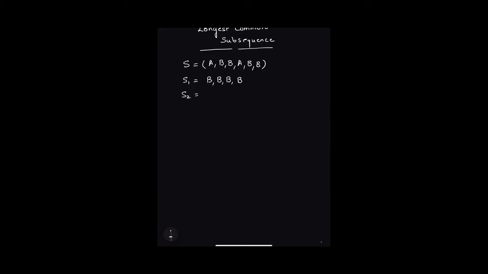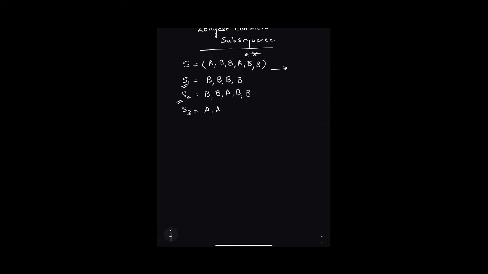or subsequence 2 can be B, B, A, then B, B. Subsequence 3 can be A and A. Now let us check how they are subsequences. So basically the idea behind it is that we have to take characters from left to right, such that you cannot move from right to left, and you can skip one or more characters in between to obtain a subsequence. So if you can see, for subsequence 1 this is B, B, B and B.